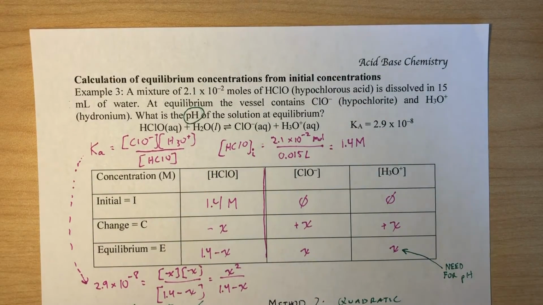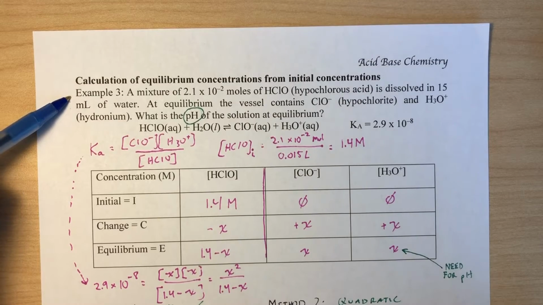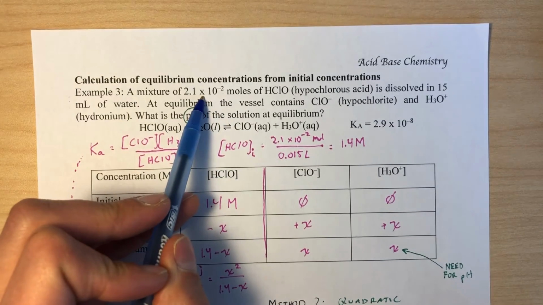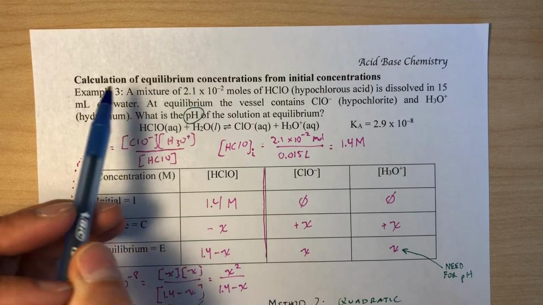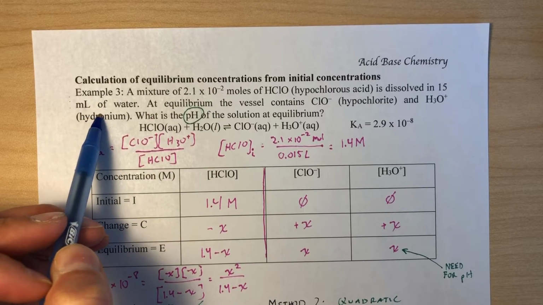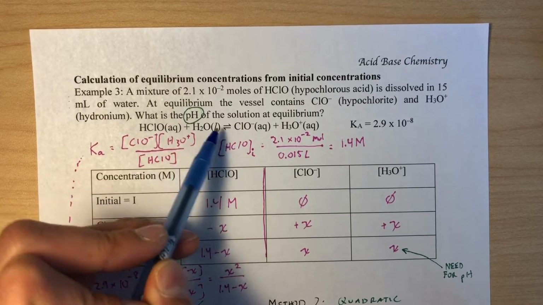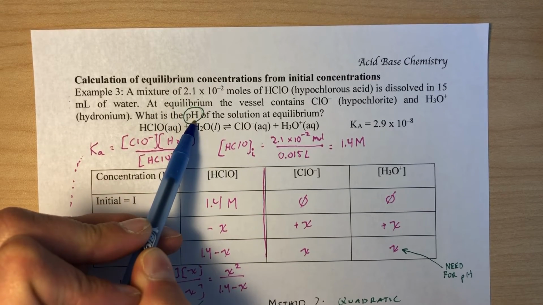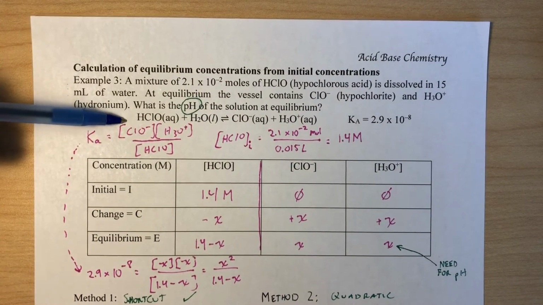Good afternoon, class. We're continuing today with acid-base chemistry, picking up where we left off with example 3 on page 58, where we're going to be calculating equilibrium concentrations from initial concentrations. So first we have 2.1 times 10 to the negative 2 moles of hypochlorous acid dissolved in 15 milliliters of water. We're going to figure out what our equilibrium concentrations are and then figure out what the pH is of the solution at equilibrium. So first we have the reversible reaction.